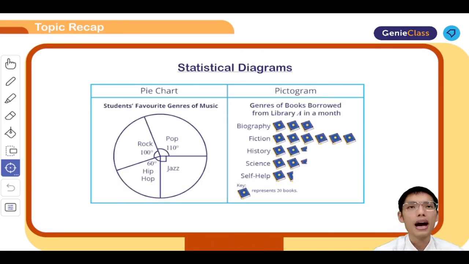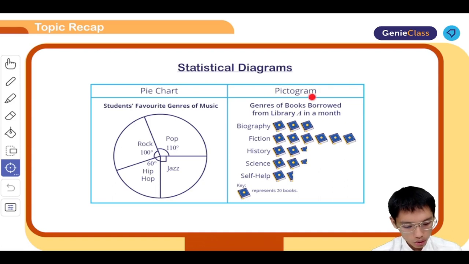Moving on, next one, your pie charts. This is your Sec 1 knowledge. Sometimes they can display it in the form of angles. So pop in this case is 110, jazz is 90 degrees. But depending on the number of students, you can find out how many people like pop, jazz, rock, hip hop, depending on the title. And even though they didn't give you the total, you can also get the percentage.